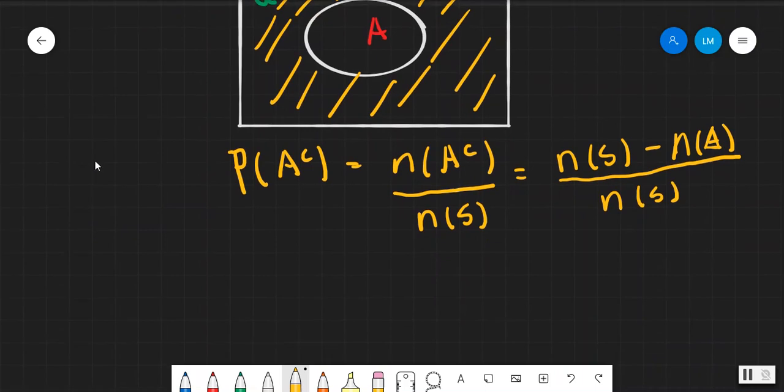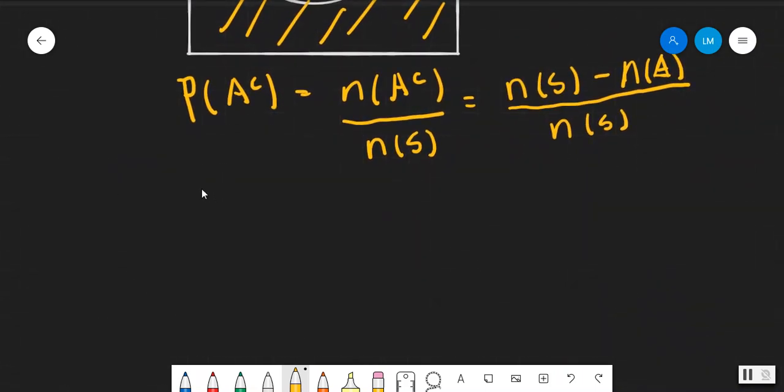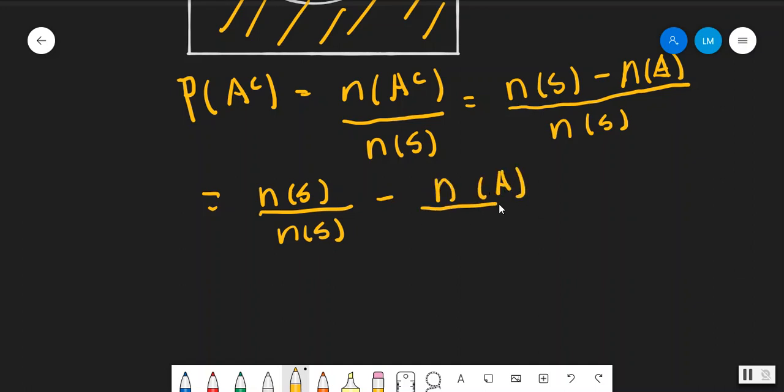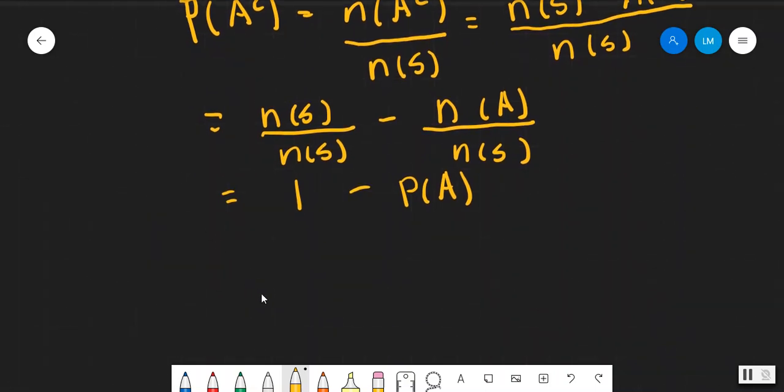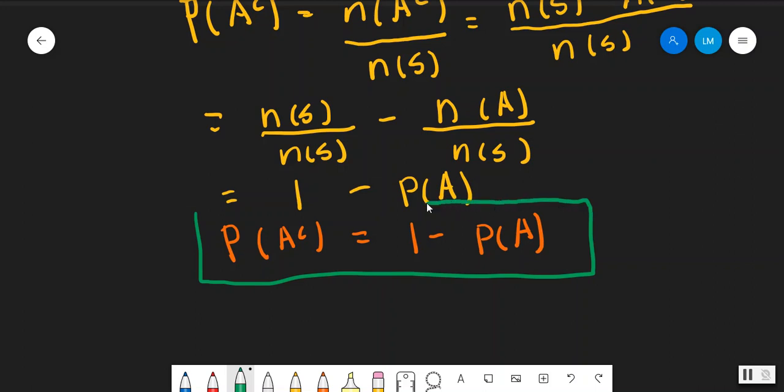But interestingly enough, if you simplify this a little bit more, where you take the count of the sample space divided by the count of the sample space minus the count of A divided by the count of the sample space, this actually reduces to 1 minus the probability of A. Okay, so that was some bit of work just to figure out that you just have to subtract it from the other. So we have the probability of A complement is equal to 1 minus the probability of A. This is the formula that we're going to use for finding the complement of any event.